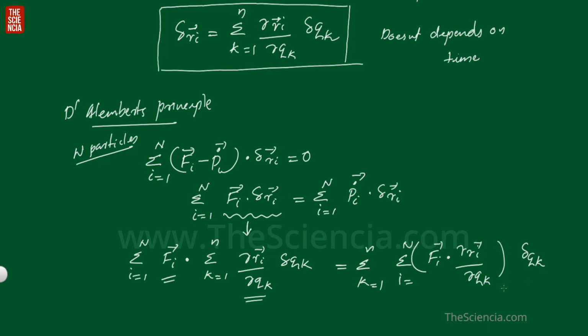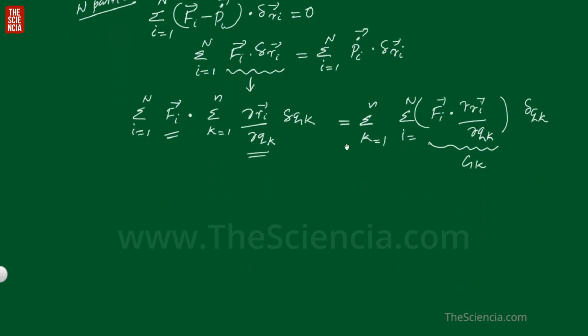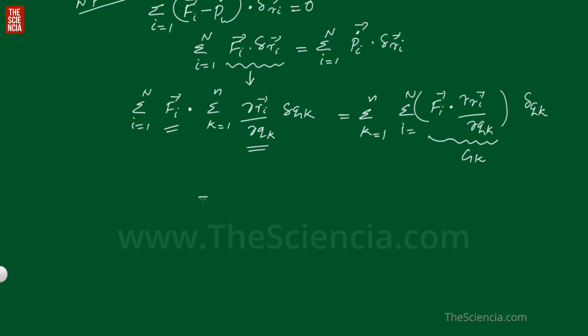Delta qk is a scalar quantity, right? And this dot product of two vectors I call as Gk. So what I got? I got summation k equal to 1 to n, summation i equal to 1 to capital N, this term is Gk into delta qk. And this term Gk is called generalized force.